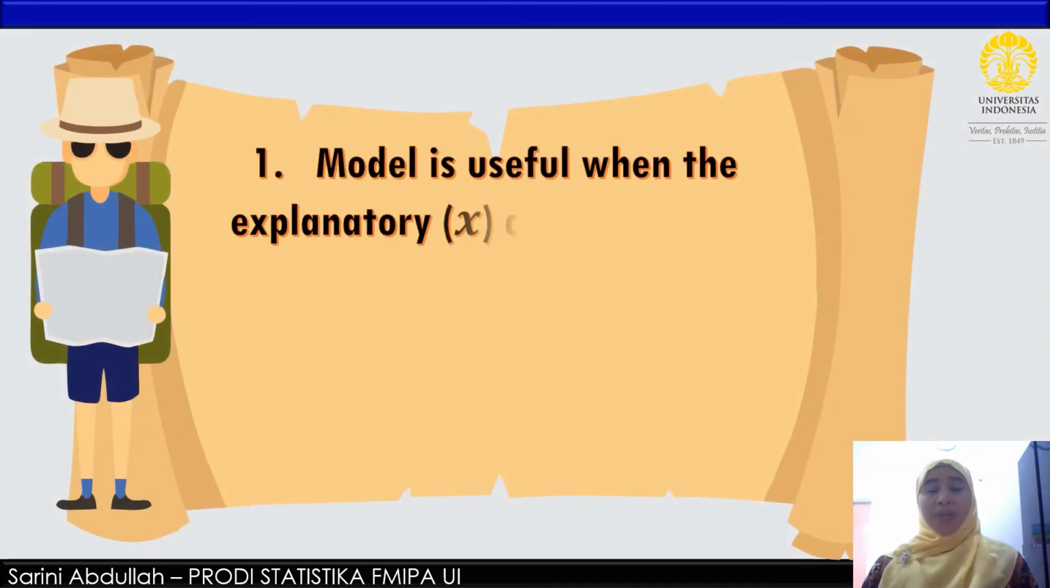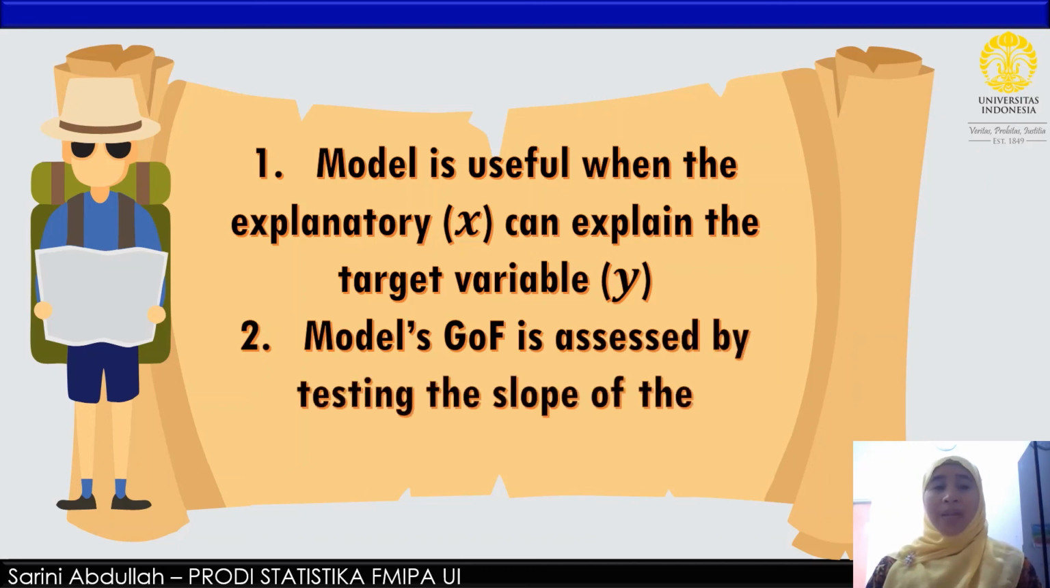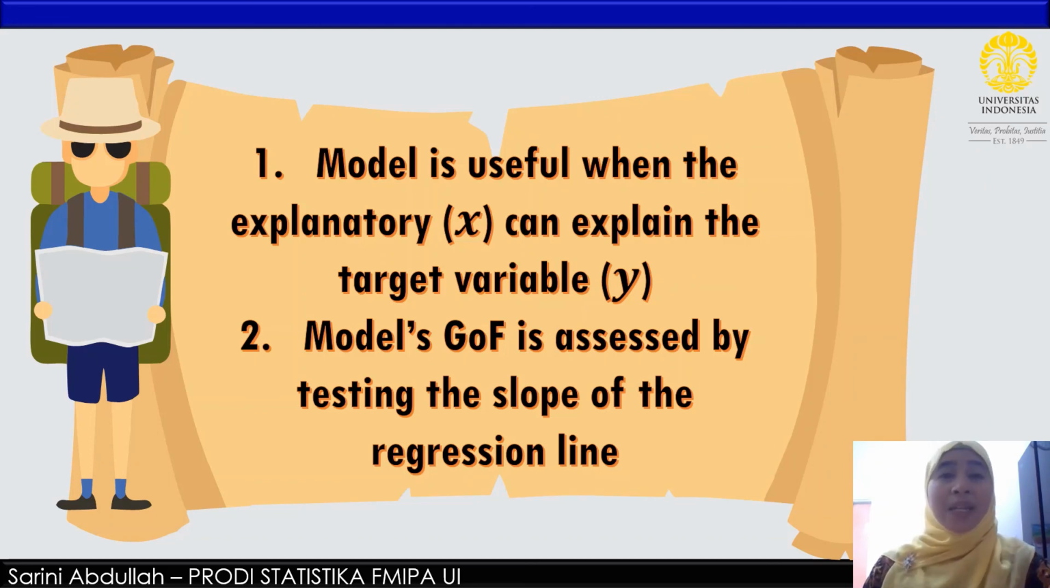So up to now, we learned that the model is useful when the explanatory variable x can explain the target variable y, and then the model's goodness of fit is assessed by testing the slope of the regression line.